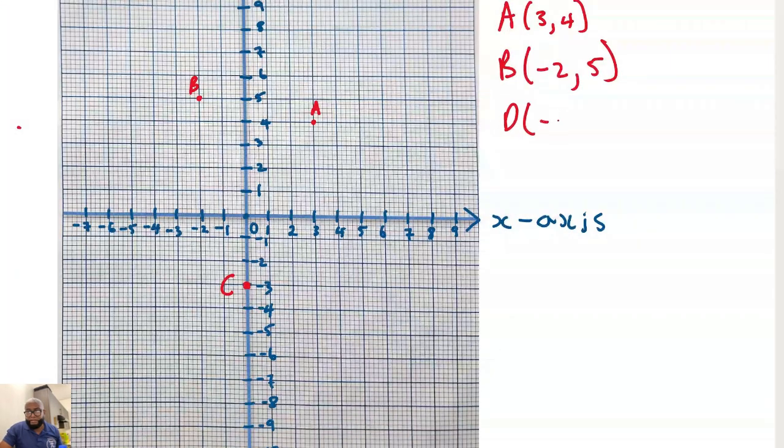So D is negative 4, negative 1, right? Negative 4 on which axis? Come on, we're supposed to be sharp with this now. On the x-axis. So negative 4 on the x would be here. And then negative 1 on the y-axis would be right underneath here. Negative 4 and negative 1 meet here.